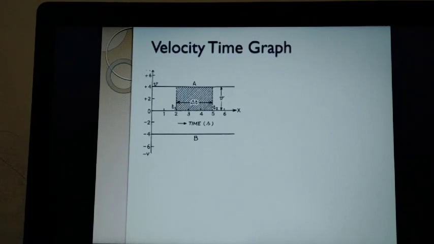So when you are taking that V into delta T, what is V? Velocity. What is delta T? Change in time. Velocity into change in time. What is that? That is change in position. That is displacement. So the inference that you can draw from this graph is that the area under the velocity time graph in a particular interval of time is the displacement during that time. So this is the graph for uniform motion.